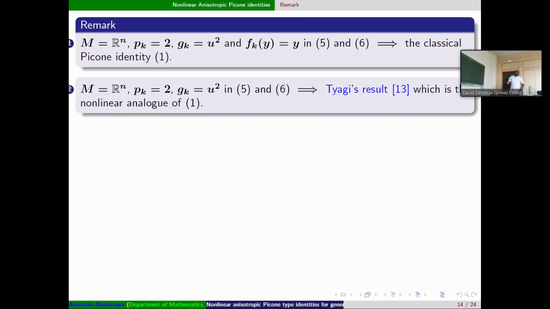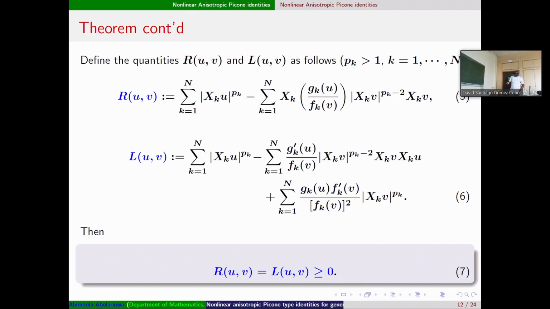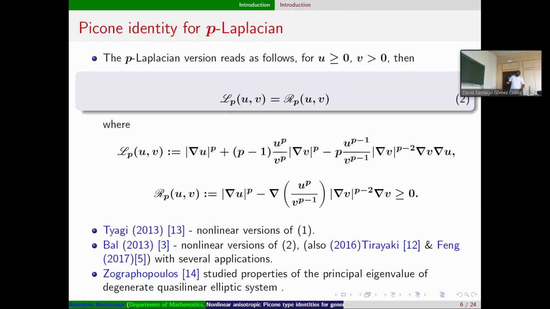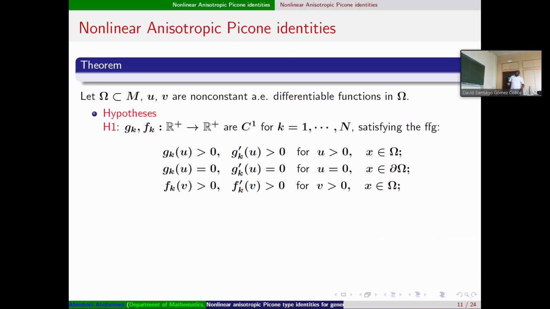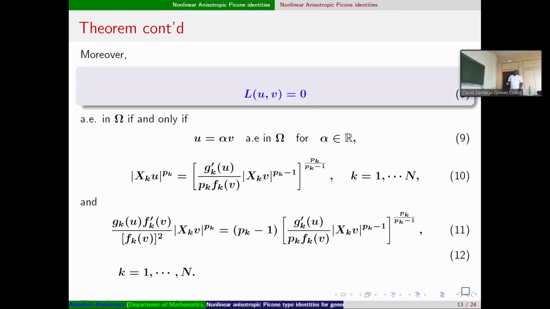Also, if you take M to be this and you define your p_k as 2, g_k to be u squared, then you have the nonlinear analog. Let me just go back to mention this. Look at this quantity here. You have g_k of u, which is a generalized function here. You have f_k of v, which is also a generalized function. In our case, we are having generalized functions here and here. So that's what we have here.